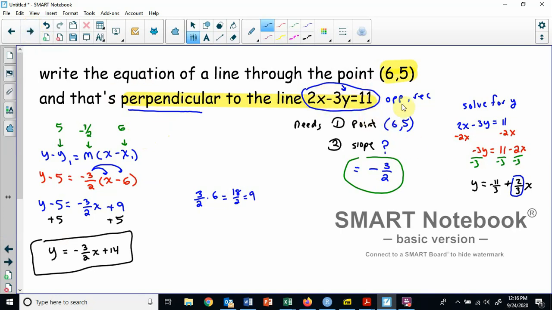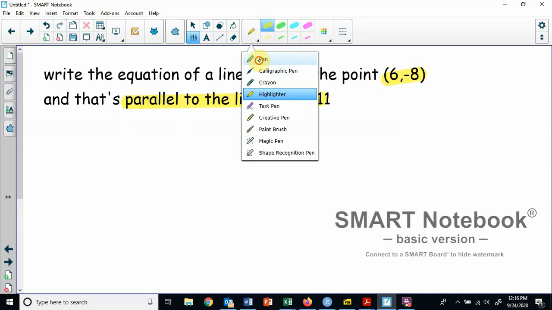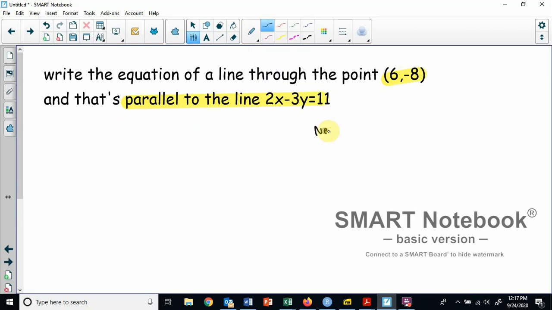So what was the slope of this equation? Why don't I just copy it? Draw, copy. All right. So this is our next problem. Find the equation of a line that's passing through this point 6, negative 8. And notice this time we're parallel to this line.